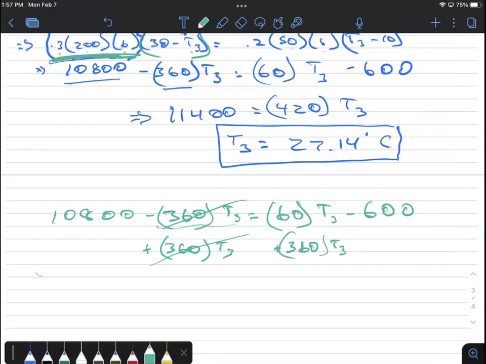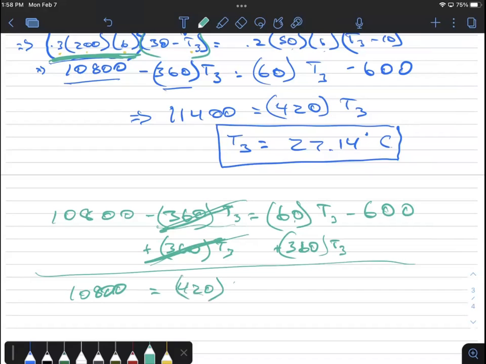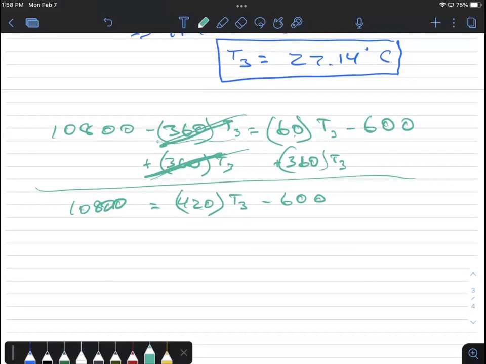Okay, and so when I do that, what's left is 10,800 still sitting here. The negative 360 canceled with the plus 360 I just did. And now on the right, what we have is 60 T3 plus 360 T3 is 420 T3. And negative 600 is still sitting over here. Okay, so does that make sense? Yeah. Okay.